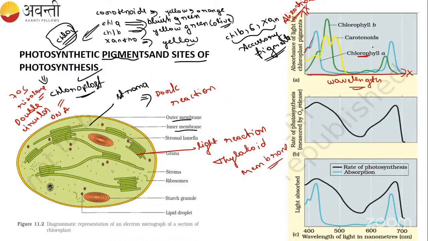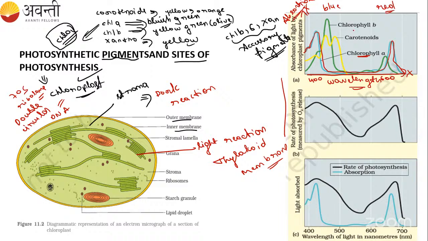Both are absorbing the light at around 400, that is in the blue wavelength. Here the 400 will start, and from here 600 will start. Mainly chlorophyll A and B are absorbing in the blue wavelength, and again in the red wavelength also. Chlorophyll A has absorption at both blue and red wavelength.